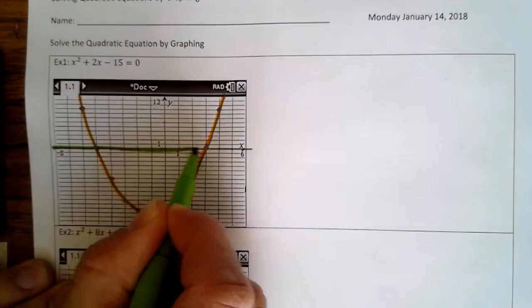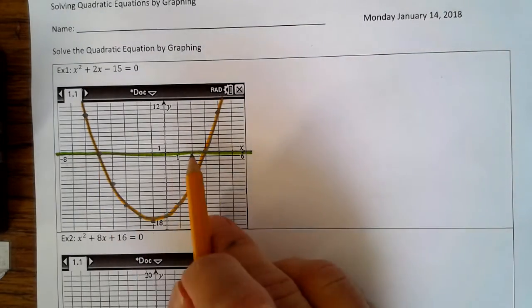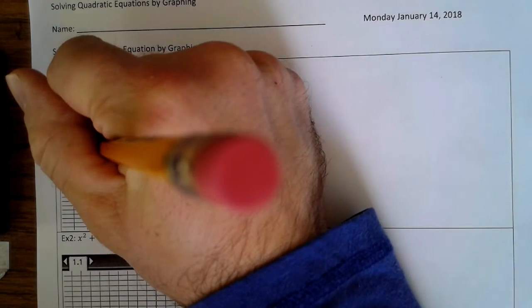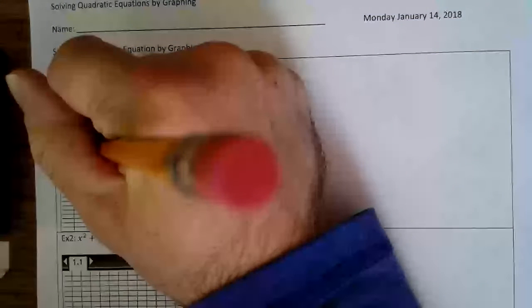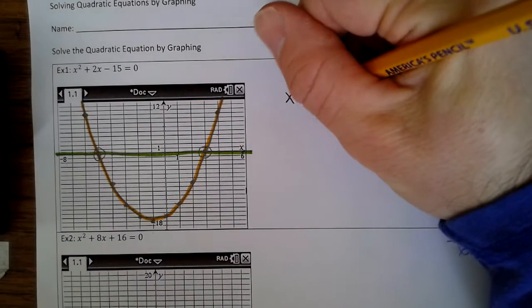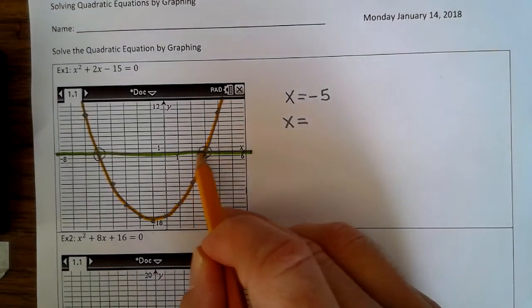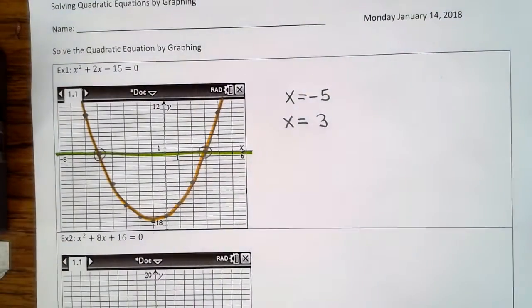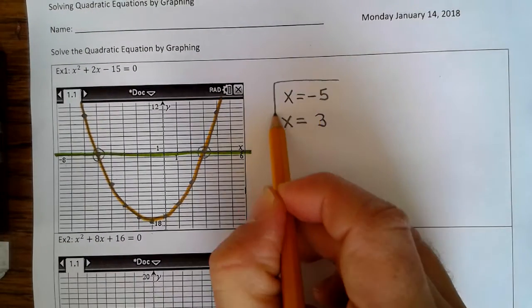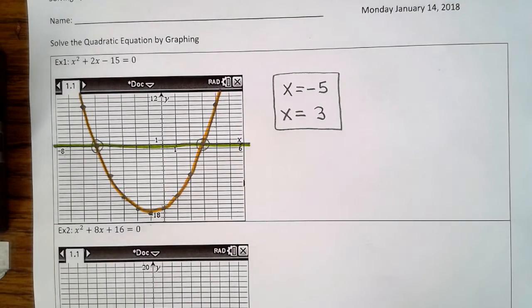All right, so you can see here the point of intersection is your solution. So your solution's here and here. So x equals, because we're on the x-axis, so -1, 2, 3, 4, 5. So x equals -5 is one of your solutions, and x equals 1, 2, 3 is your other solution. All right, so finish up example 1. All right, now let's take a look at example 2.